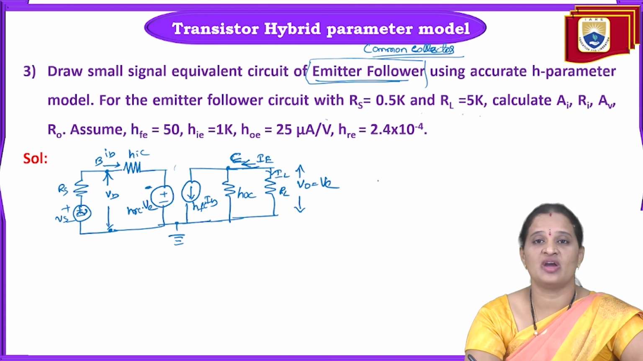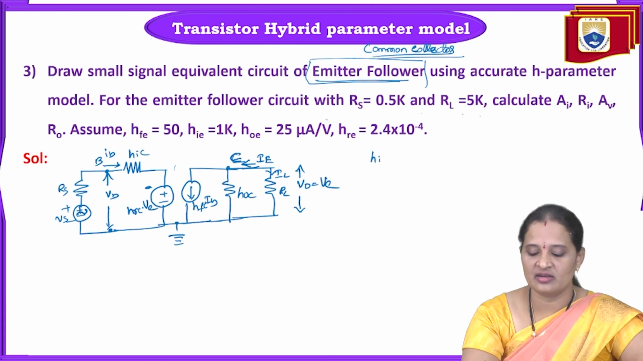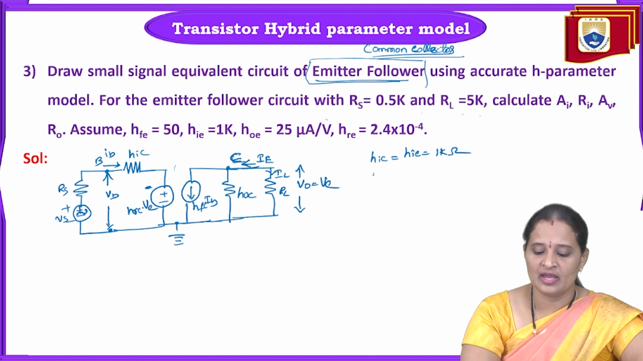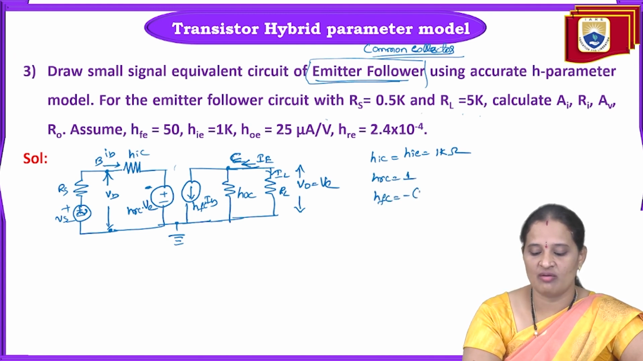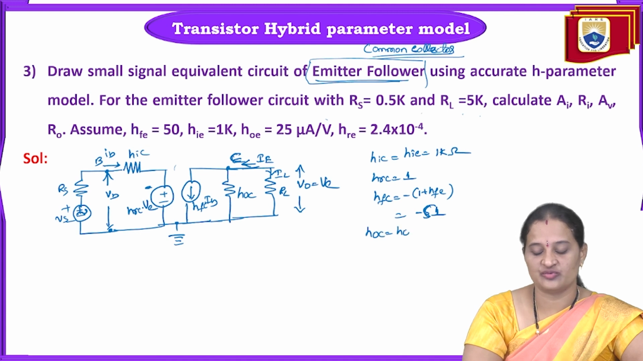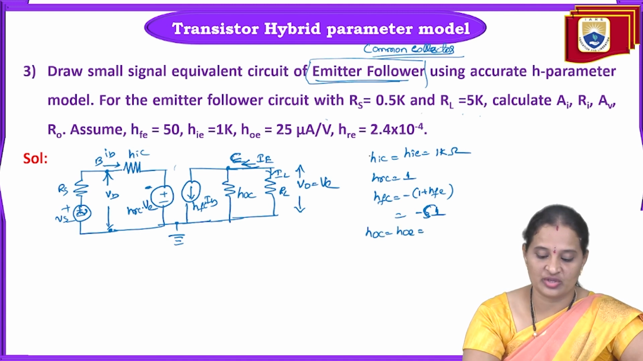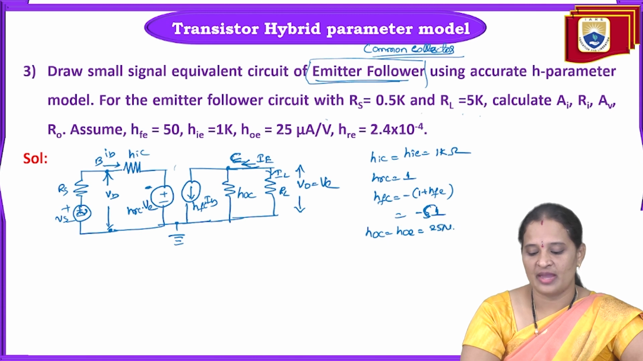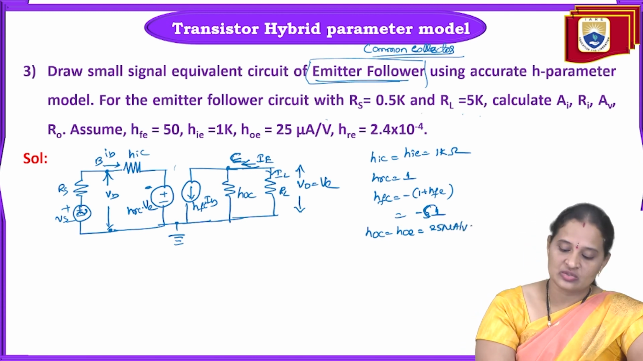Now he asked us to find all the parameters. Before that, first the conversion: HIC is HIE, which is 1 kilo ohm. HRC is equal to 1, and HFC is equal to minus of 1 plus HFE. What's the value of HFE given? That is 50 again. So minus 51. So HFC value is minus 51. HOC is equal to HOE. And what is the value of HOE given? That is 25 microamperes per volt. So these are the values.